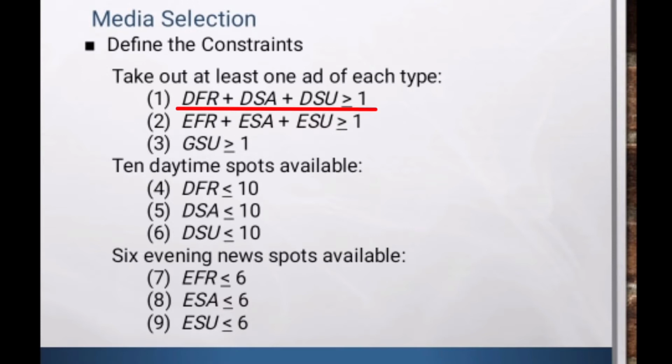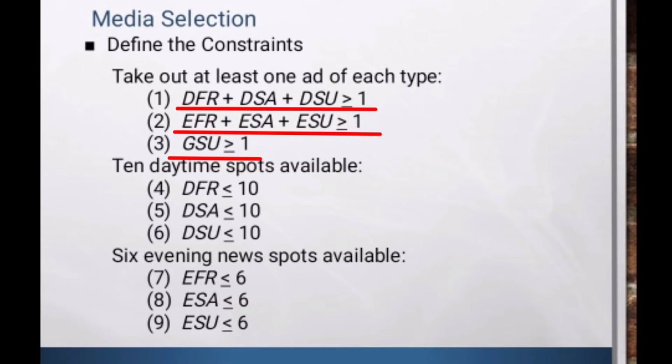Then in the evening time, EFR plus ESA plus ESU is greater than or equal to 1. So evening ads on Friday, Saturday, and Sunday. And the Sunday game, which is GSU, is greater than or equal to 1. And another constraint is 10 daytime spots available.